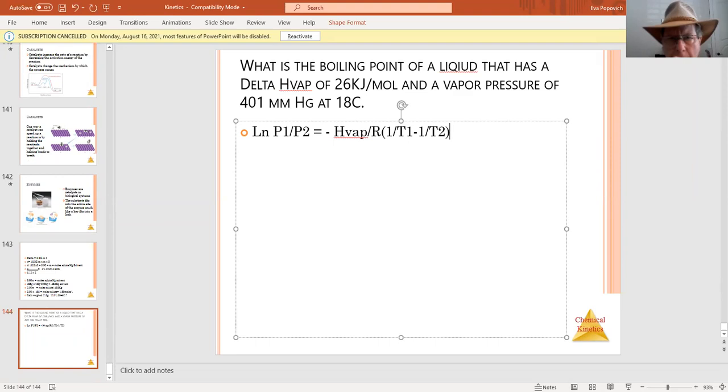All right. So I put this in there. I got LN 760 over 401 is equal to negative. My heat of vaporization is 26, but R is in joules. Heat of vaporization is in kilojoules. So I've got to change one to the other. It's easy enough for me to call that 26,000 joules per mole divided by 8.314 joules per mole K.